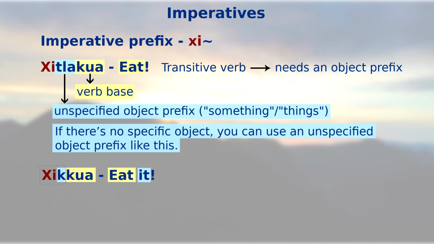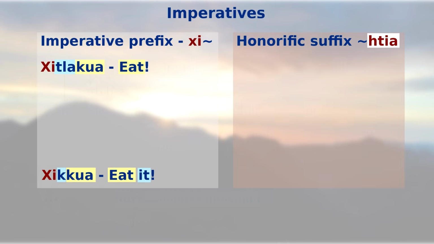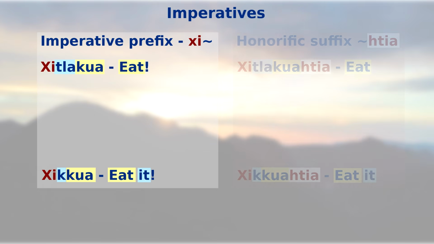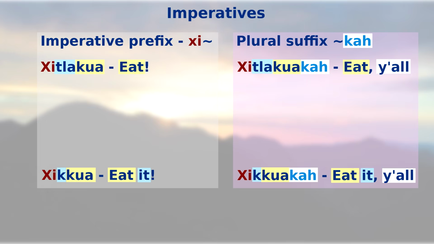Xiqua. Eat it. This is the same prefix, xi, with a third person singular object pronoun k after it. There's also an honorific suffix that can be used for the imperative forms. The plural imperative is made by adding the suffix ka. Xitlacuaca. Eat, or eat y'all. Note that y'all comes from you all and is not used in standard English, but is a way of using the second person plural in English. Xiquaca. Eat it, or eat it y'all.